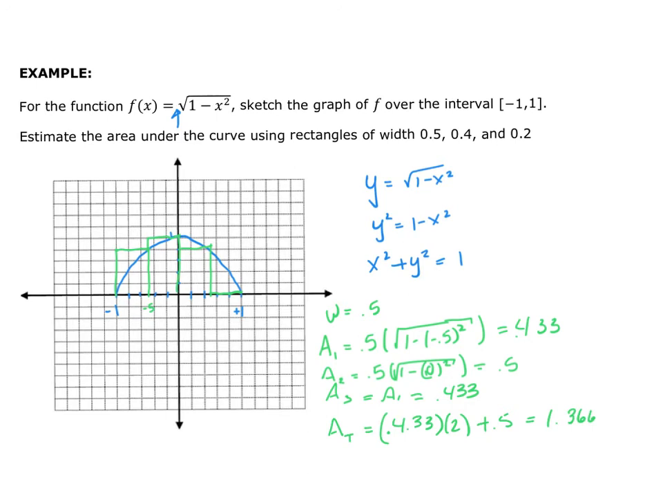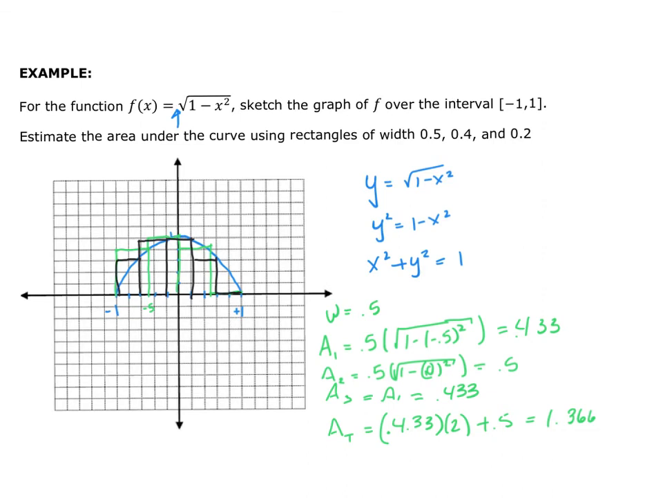Now I'm going to do this again, and now what I'm going to do is I'm going to cut it up into 0.4s. So I have 0.4. So here's my first rectangle. And then here's my second rectangle. And then here's my third rectangle. And then my fourth rectangle. And then my final rectangle.